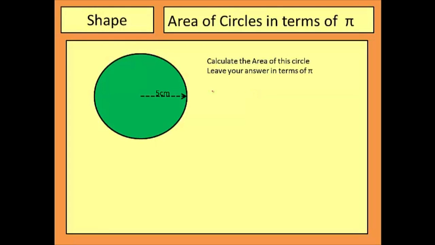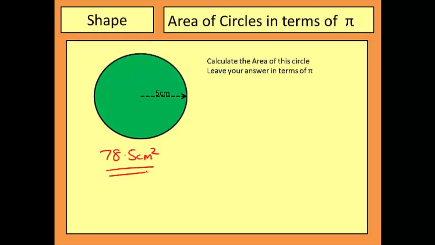In this video we're going to look at area of circles again, but this time in terms of pi. Previously we worked out that the area of this circle was actually 78.5 centimeters squared. Now I'm just going to leave that to one side because our answer is not going to look like this when we finish up, because we're going to leave it in terms of pi.